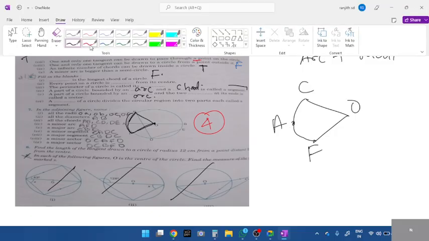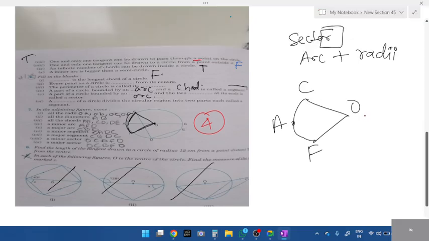Look at the diagram I have drawn. How do you name this? Start from the center, O. C, A, F, O. Complete it like this, in this direction. That is what you have written. That's the answer: O, C, A, F, O. Minor sector. The remaining will be the major sector: O, C, B, F, D, F.